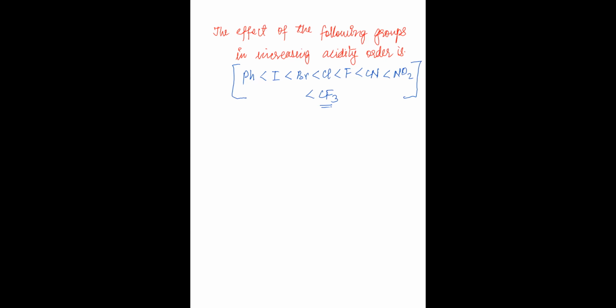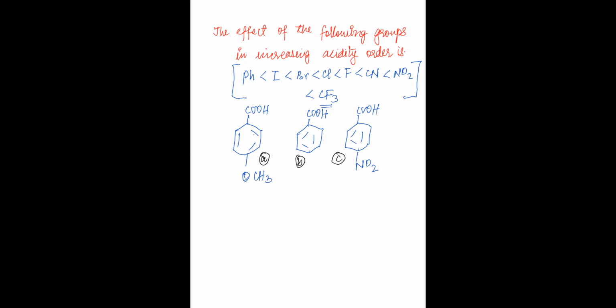Tell me which one is more acidic. This is COOH, which has an OCH3 group. Then you have this one, which has a COOH group only. Let's say ABC is this. Which one is more acidic? This is your A, this is your B, and this is your C.